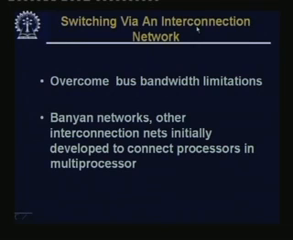Switching via an interconnection network, just as in the other kinds of switches we have seen. It overcomes the bus bandwidth limitation, that is the basic implication. As we want to go faster and faster, we migrate from buses to an interconnection network. Bayesian networks, which we have already seen, or other interconnection nets, initially developed to connect processors in multiprocessors etc., became useful in this class of switches, packet switches.